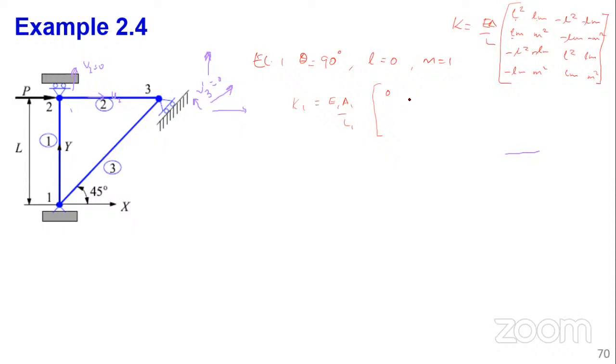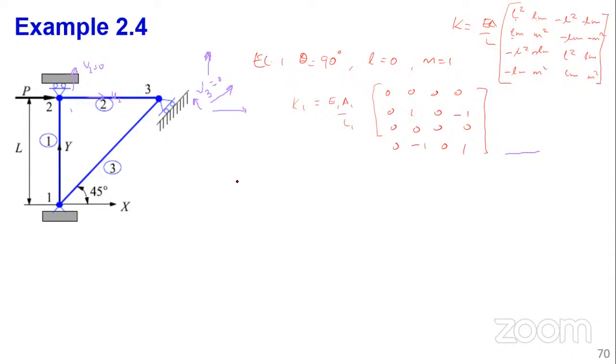Anyway, the top row all contains L's. So it will be 0, 0, 1 squared is 1, 0 minus 1, 0, 0, 0, 0, 0 minus 1, 0, 1. Okay, so of course you can factor in what are E's, what are A's for 1.